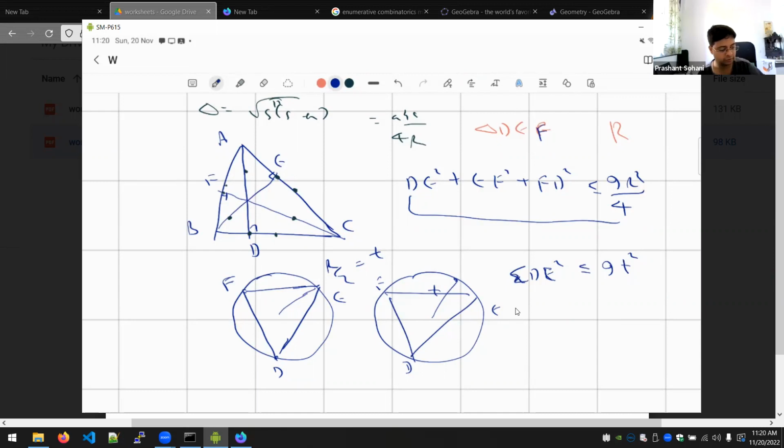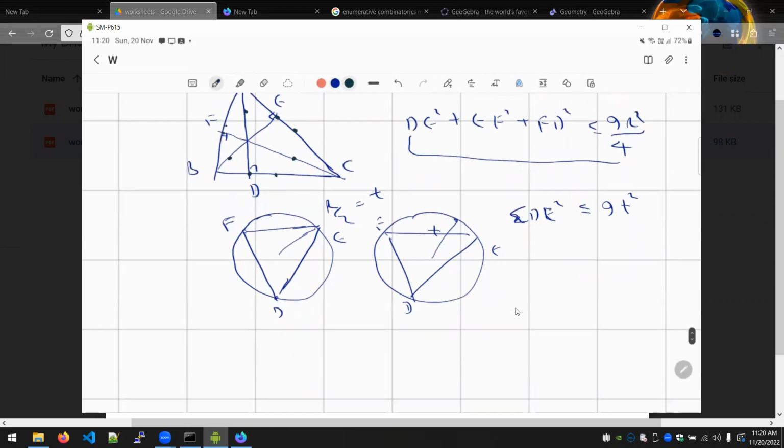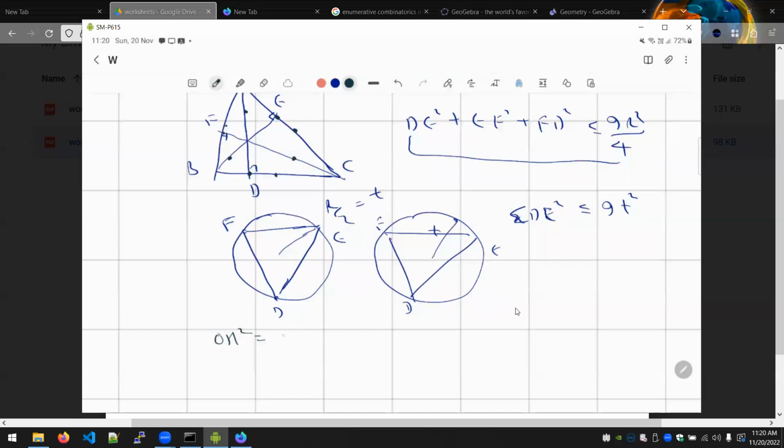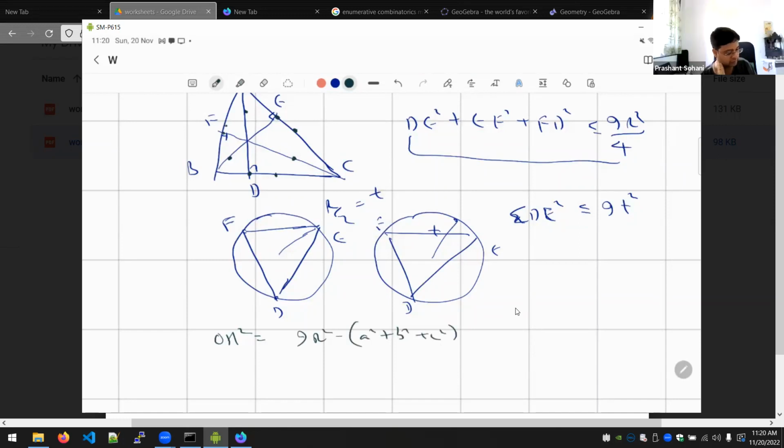Okay, so can you outline the solution for us? Sir, we calculate OH square in a triangle. Yes, OH square. By the cosine rule in triangle AOH, I think it's 9R square minus A square plus B square plus C square. Yes, correct. Okay, so then what do we do from there? So directly 9R square is greater than or equal to A square plus B square plus C square. Yeah, sorry.